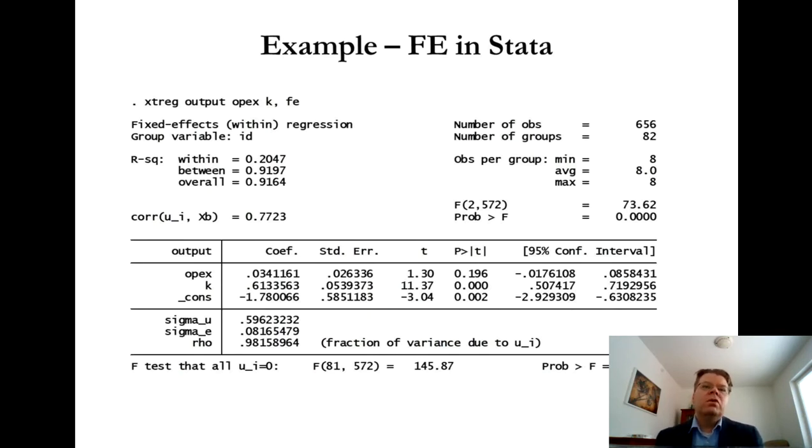And also, if we now look at the coefficients of this OPEX variable and capital stock, the capital stock still has a relatively high coefficient, but notice that the coefficient of OPEX becomes much, much smaller than in the pooled regression that we considered in the first lesson. That was closer to 0.4, and now it is only 0.03, and not even statistically significant anymore. So clearly there was a very big difference when we took this heterogeneity term ui into account explicitly in terms of fixed effects estimation.